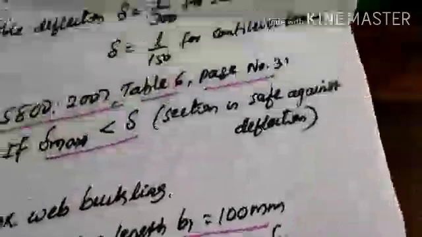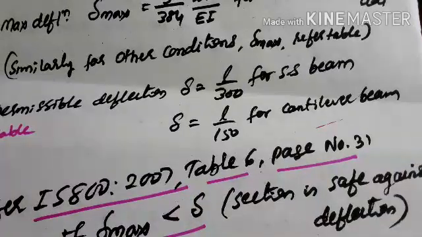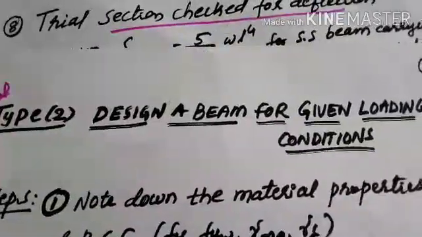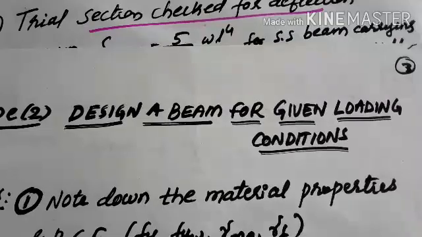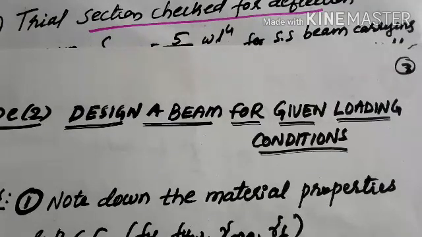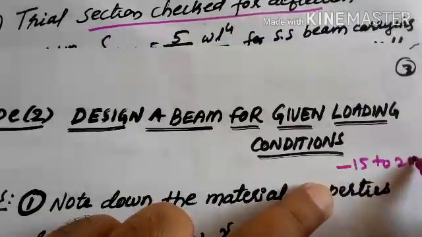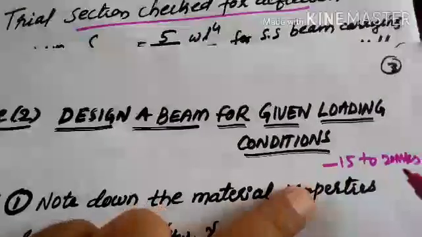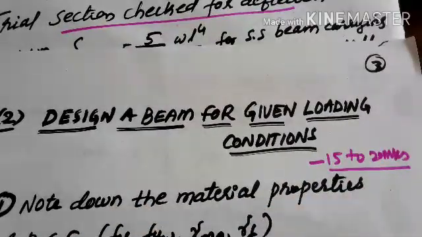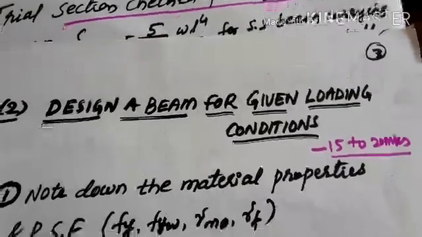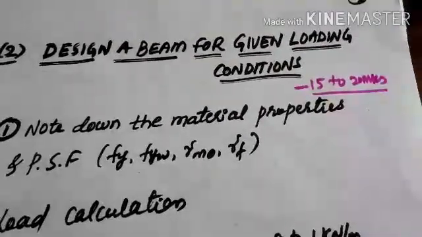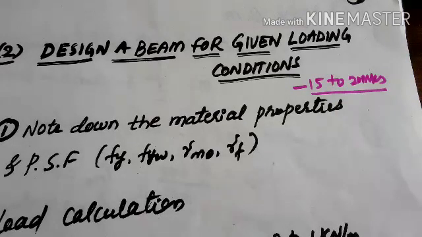These are the steps you need to follow for the design of a beam for the given loading condition. Very important: type 2, design of a beam for a given loading condition. Many times this type of problem is asked in an exam directly for 15 to 20 marks. I hope you understood these steps. In the next lecture, we'll take one design problem and follow all these steps.